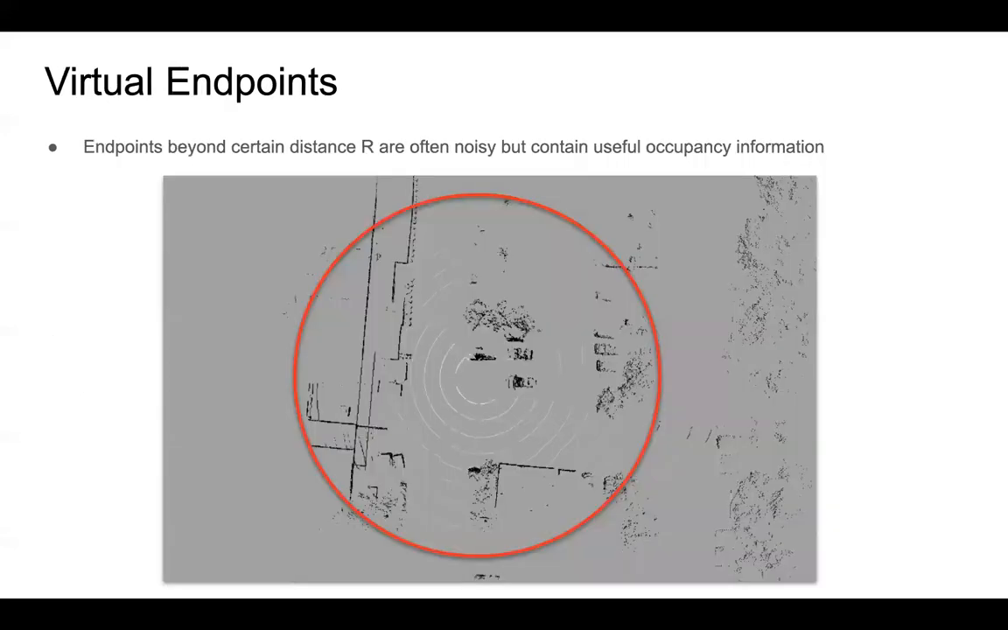Next, we introduce the concept of virtual endpoints. The endpoints which are far from the LiDAR are often noisy. So when mapping an outdoor space, it is useful to trim the input point cloud. However, by removing these points, we lose valuable occupancy information of the surroundings. For example, the endpoints which lie in the blue rectangle are far from the sensor but contain useful occupancy information.